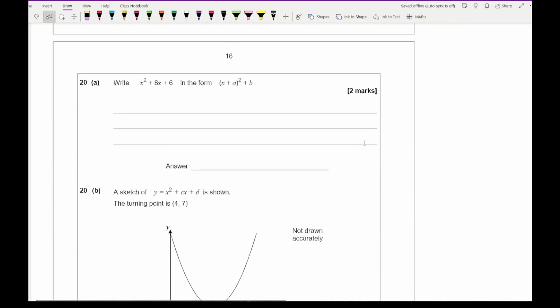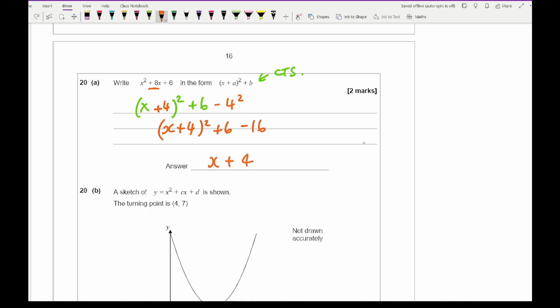Moving on to question 20, it says write x squared plus 8x plus 6 in the form of (x plus a) squared plus b. So this is basically completing the square. So for this, we set up our format, and the number inside the bracket is always half the coefficient of x, so that's going to be plus 4. My plus 6 stays the same, and I always subtract the number inside the bracket squared, so it's minus 4 squared. So then simplifying all of this, I get (x plus 4) squared plus 6 minus 16, leaving me with (x plus 4) squared minus 10.